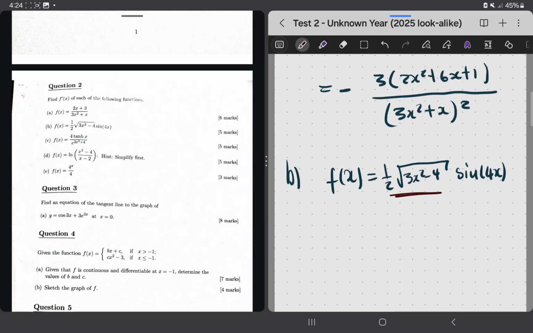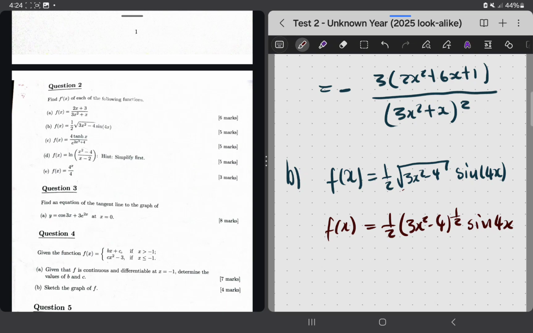Well, we can see that these two things are multiplying, so we're obviously going to use the product rule. But first we can change this. We can't differentiate anything with the square root, so it's going to be half is multiplying 3x squared minus 4, which is to the power of half. And this is multiplying sine 4x.